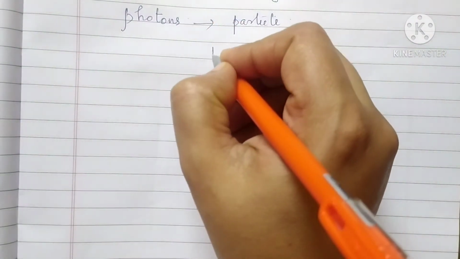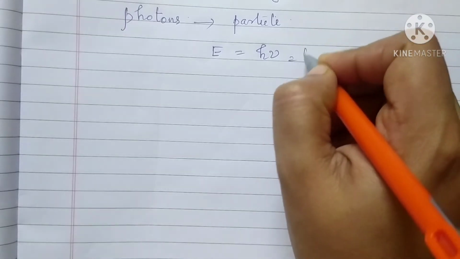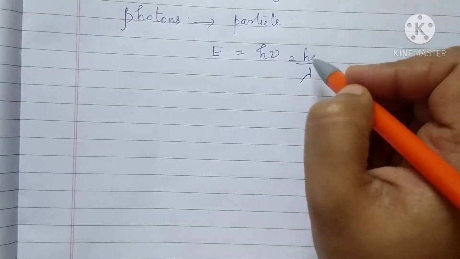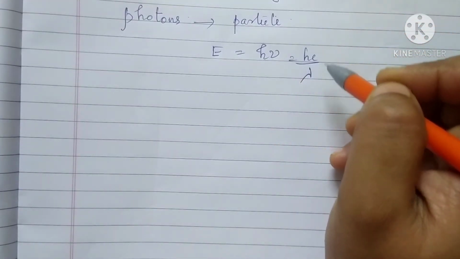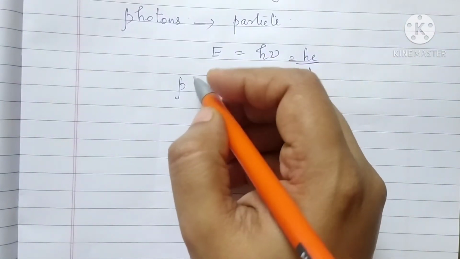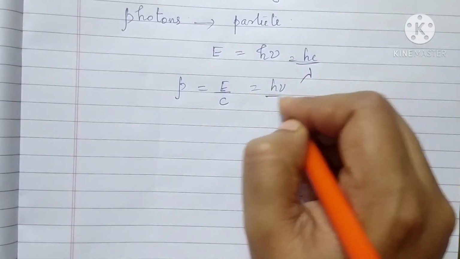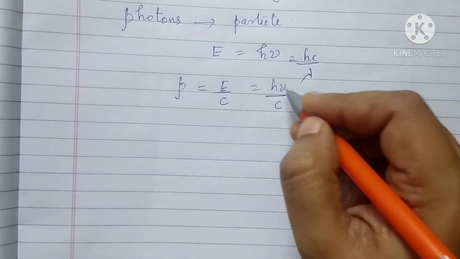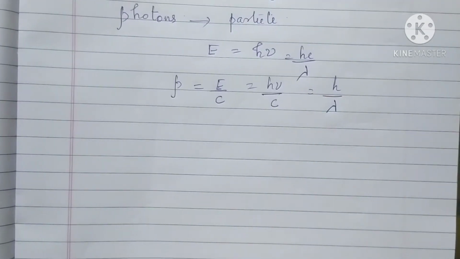So the energy of a photon is given by, what is the value? It is h nu, or you can write hc by lambda. Here h is Planck's constant, nu is the frequency of radiation, c is the speed of light, lambda is the wavelength of the photon. Also, if it is a particle it should have momentum. Momentum is given by E by c. What is E by c? h nu by c, isn't it? And what is nu by c? It is 1 by lambda, that is h by lambda. Clear?